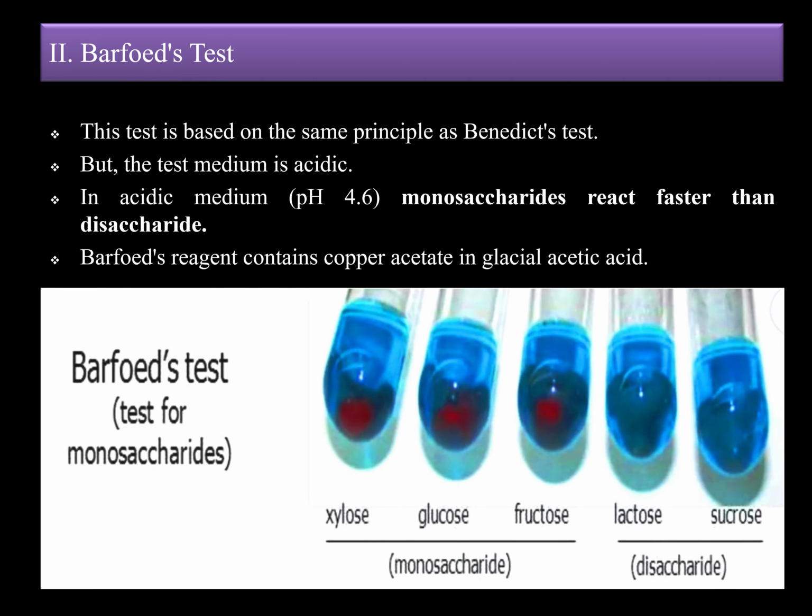Next is Barfoed's test. This test is similar to Benedict's test, but it is done in an acidic medium. Monosaccharides react faster than disaccharides in acidic medium. Barfoed's reagent contains copper acetate in dilute acetic acid. So this test helps to differentiate monosaccharides from disaccharides.